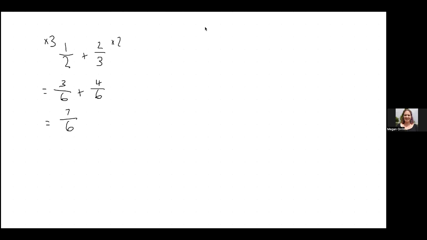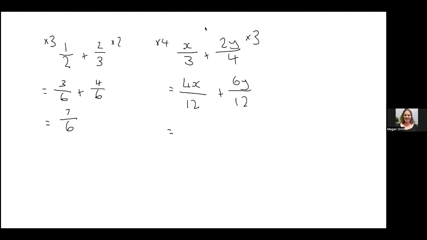So let's do a relatively easy one. Okay, so I need to do the same thing here. I'm going to multiply this by what? 4. And multiply this by? Okay, so what do I get? 4x. Yep. Okay, how do I put them together? That's exactly right.